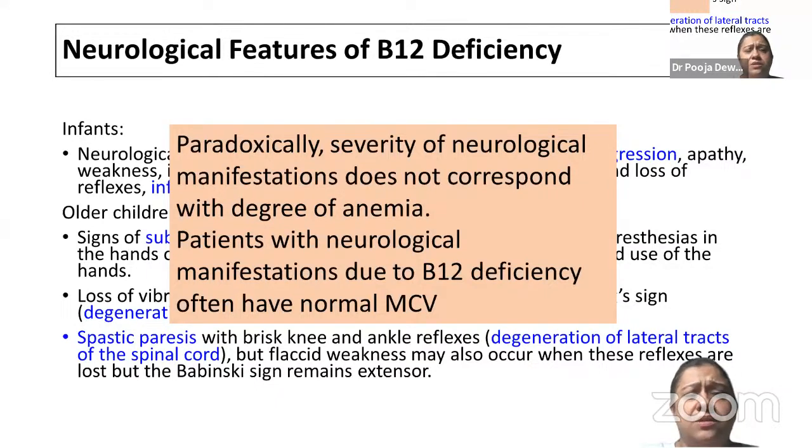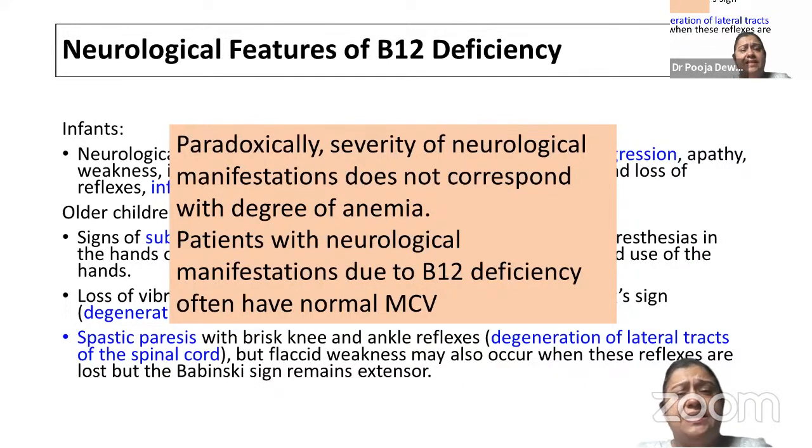In older children, the involvement of your posterior columns and the lateral tracts can lead to presentation in the form of loss of position and vibration sense. It could be a peripheral neuropathy and presence of paresthesias. And sometimes these patients in very, very severe cases can even present with spastic paresis with brisk reflexes. And later on, it could even lead to hypotonia and areflexia. The Babinski reflex would remain extensor in such cases.